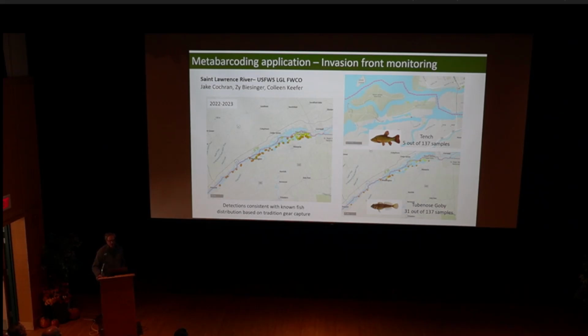But it was about 5 samples out of 137 samples taken over 2 years where we're seeing those tench. That sort of coincides with that invasion front. And that's normally what you would see in an invasion front scenario. It's either you're getting no detections or you only get a couple of detections. Okay? The nice thing about metabarcoding, though, is you're getting more information. So we weren't necessarily looking for round goby, but we find round goby in that system too, and they're also invasive. You can see here, tubenose goby has a distribution throughout that area that we're sampling, and we're picking it up in a much higher percentage of our samples.